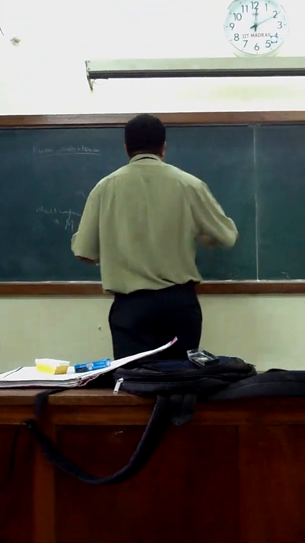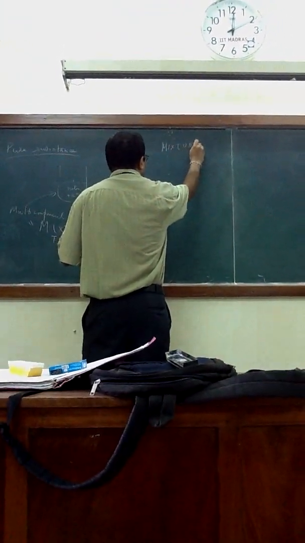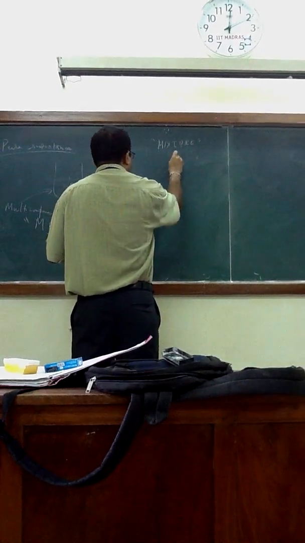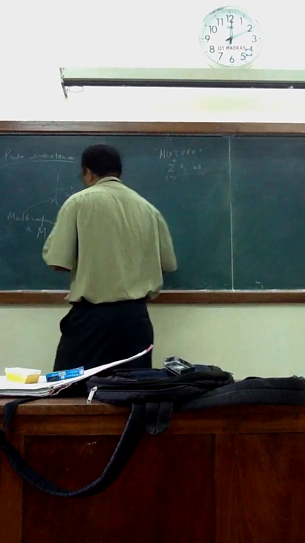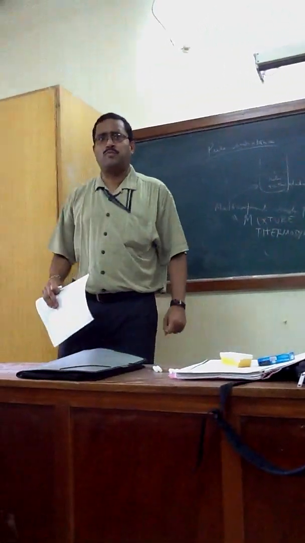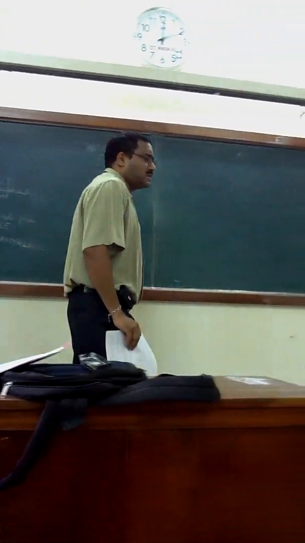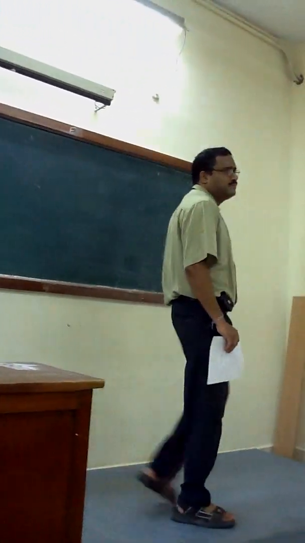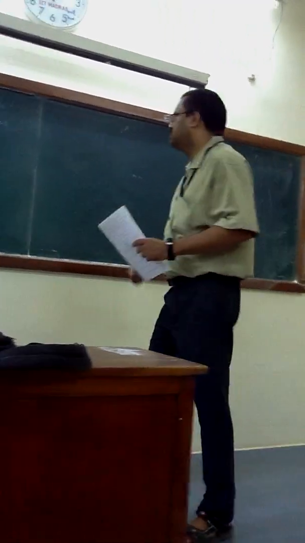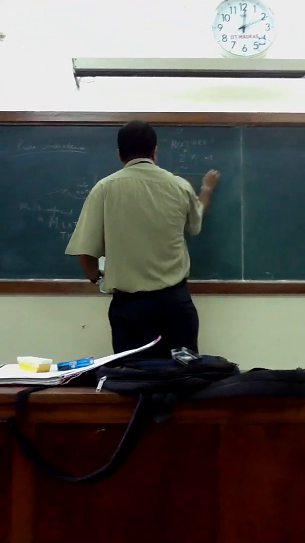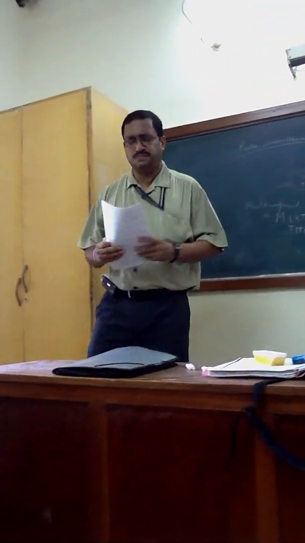For the mixture, we have summation xi equals 1, i equals 1 to C, number of components, mole fraction is xi. Total mole fraction, the sum of the mole fractions equals 1. That we know. So this is treated as an equation: summation xi equals 1.